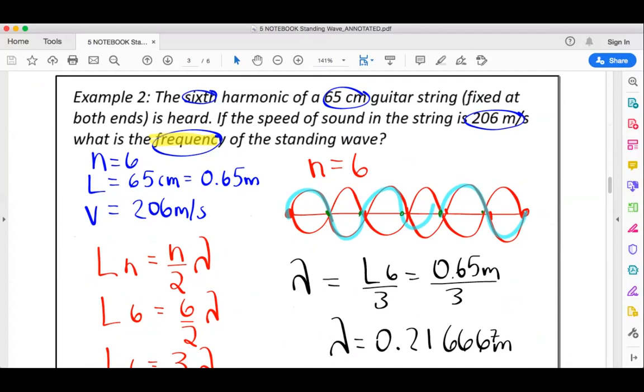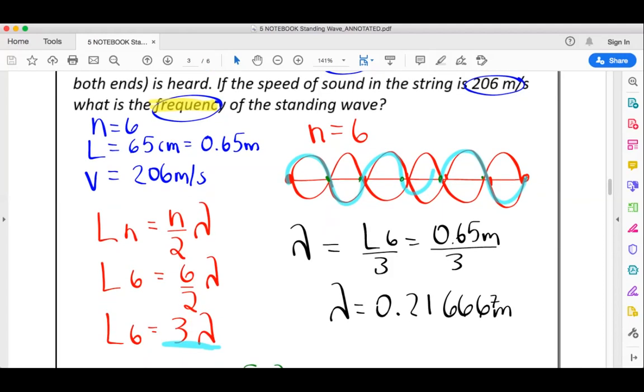So I'm going to draw the first one. That's the first. And then the second, and then the third, and then the fourth, and then the fifth, and then the sixth. And then I stop and I double check. Okay, fixed end is node at one side and node at the other. And I know n equals 6. I'm given that the length is 65 centimeters, which is 0.65 meters in SI units. We know the speed of sound in the string is 206 meters per second.